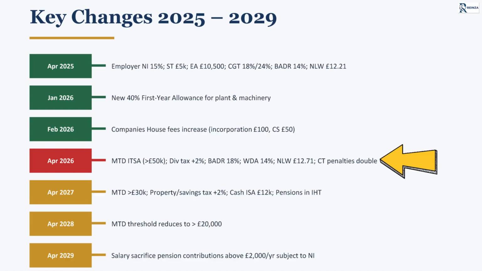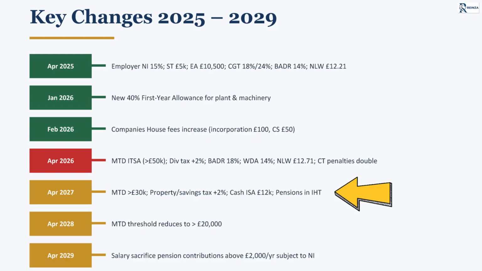Business asset disposal relief goes up to 18%. The writing down allowance main rate drops from 18 to 14%. The national living wage rises to £12.71. And corporation tax late filing penalties double. April 2027. The MTD threshold drops to income above £30,000.